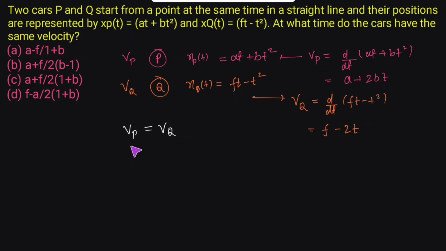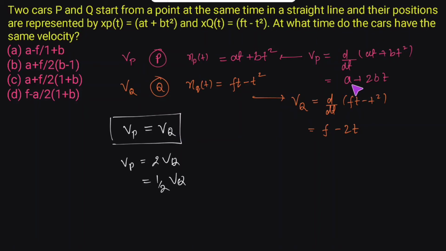The question could have been asked in a different form. The question may be asked to find the time when Vp is twice the Vq or half the Vq or any multiple of Vq. So be prepared for any type of question. Here the question says find the time when Vp is equal to Vq. So when Vp is equal to Vq, we need to find the value of t.